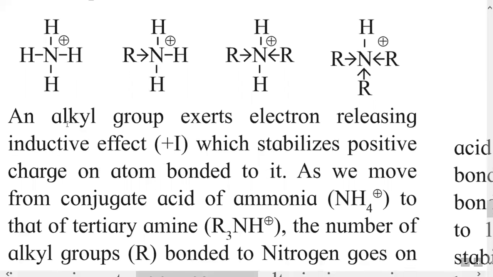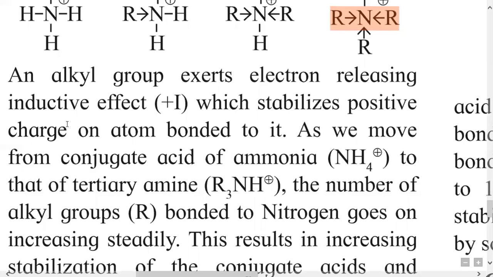So here, in the ammonium ion there are no alkyl groups. In the primary amine there is one electron donating alkyl group. In the secondary amine there are two electron donating alkyl groups, and in the tertiary amine there are three electron donating alkyl groups. So an alkyl group exerts an electron releasing or electron donating inductive effect, that is a plus I effect, which stabilizes the positive charge on the atom bonded to it.